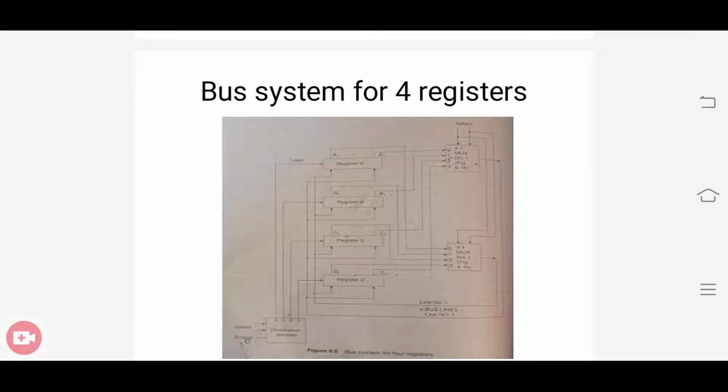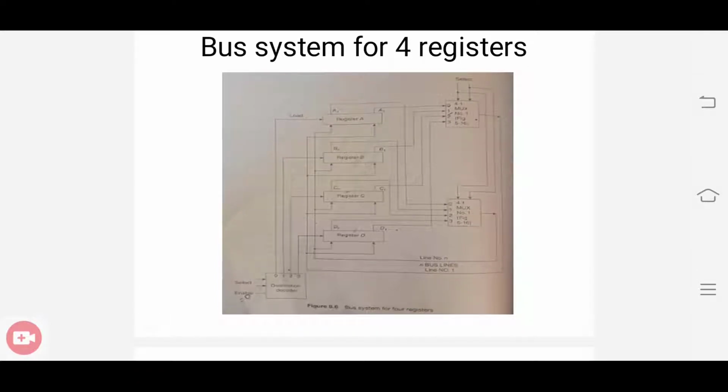We can reduce the number of connections within or between the registers. Okay. Next, bus system for 4 registers. Here the 4 registers are register A, register B, register C and register D. And here there are a number of wires through which binary information is transferred. They are known as buses. A common bus system can be constructed with a multiplexer and decoder.